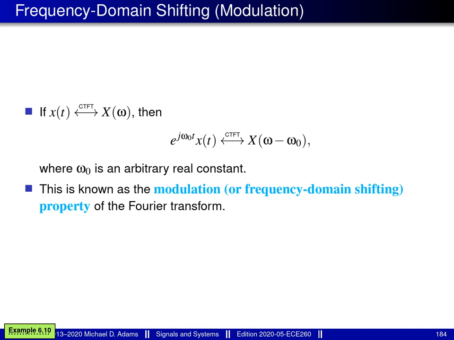The next property of the Fourier transform that I need to introduce is known as the modulation or frequency domain shifting property. And what this property says is the following. If I have a function little x that has the Fourier transform big X, and then I take that function little x and I multiply it by a complex sinusoid, in other words a function of the form e to the j omega naught t, where omega naught is an arbitrary real constant, the effect that this has on the Fourier transform big X is it applies a shift to the function, a shift by omega naught.